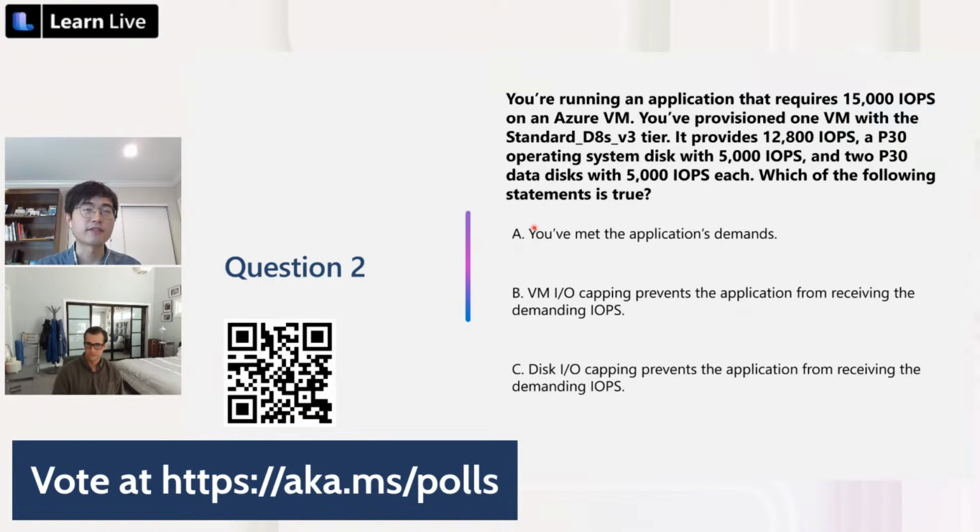First, you have met the application's demand. The application's demand is 15,000 IOPS. B, the VM IO capping prevents the application from receiving the demanded IOPS. C, it is a disk IOPS capping that prevents the application from receiving the demanded IOPS.